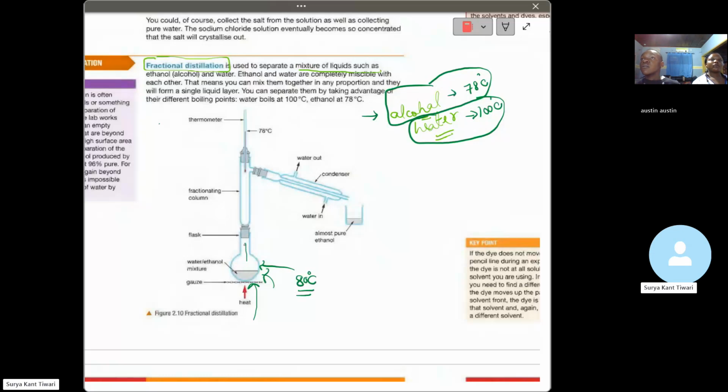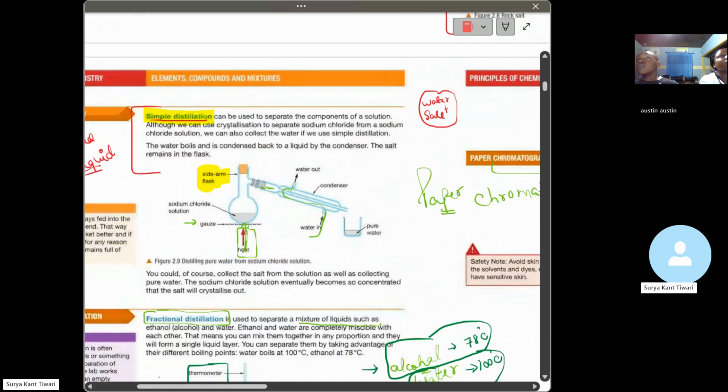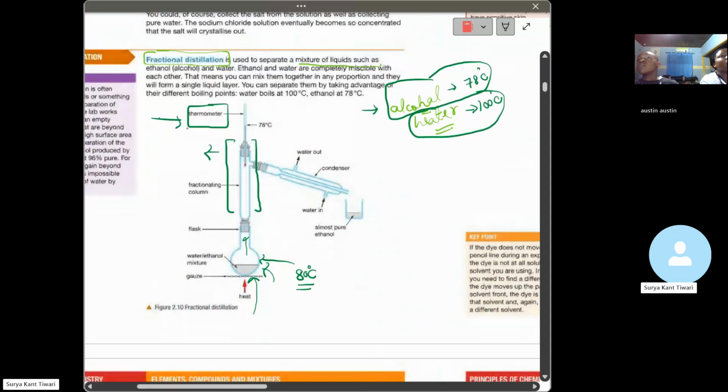You start heating it, then there is this, which is called a fractionating column. This is called a fractionating column, which is an extra thing. This is a thermometer. Why do we use a thermometer in this but not here? Why do we need this thermometer?